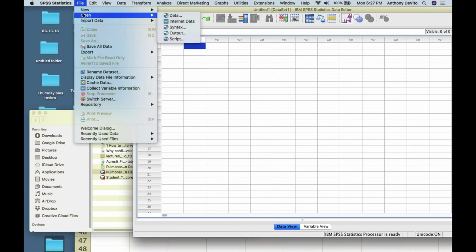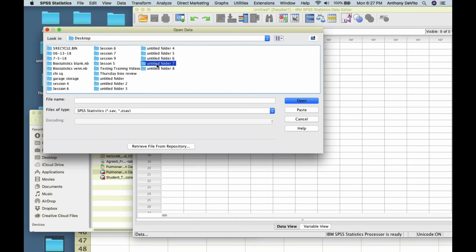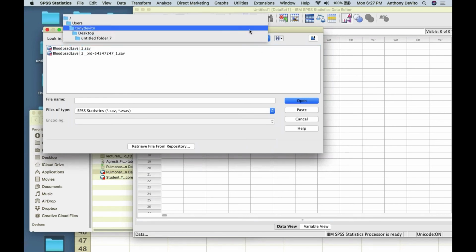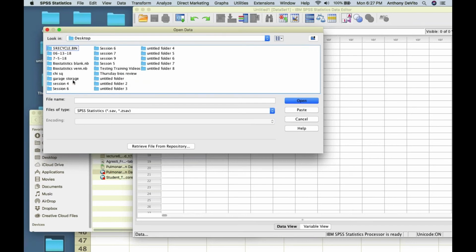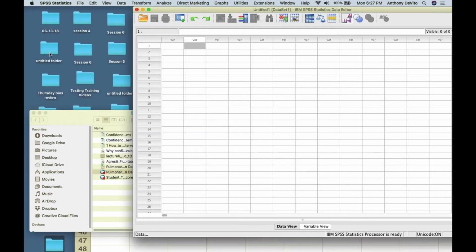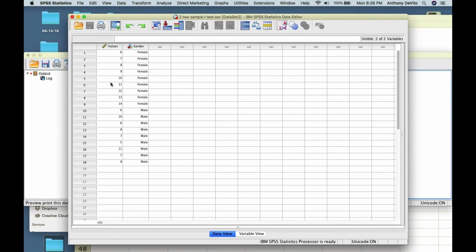Okay, open, data. I'll navigate to my desktop and I'll go to, oops, it's not the one I want. I want session 7. So I'll go back to my desktop and session 7 and two sample t-test. Okay, here's our two sample t-tests.